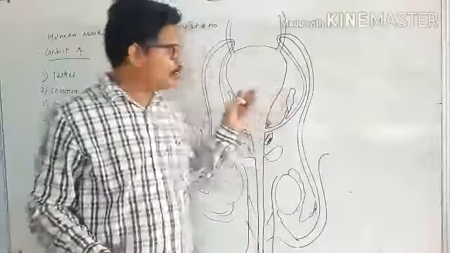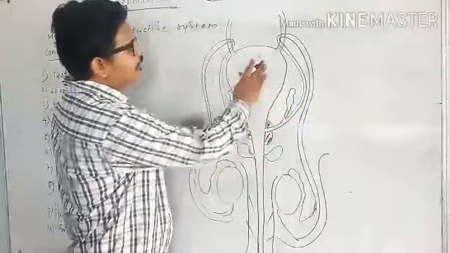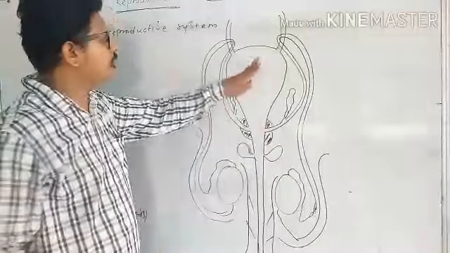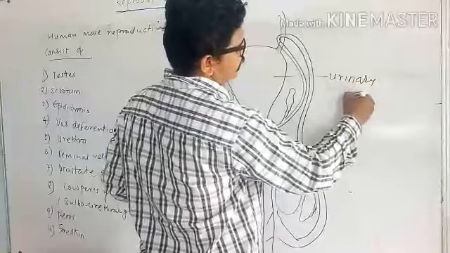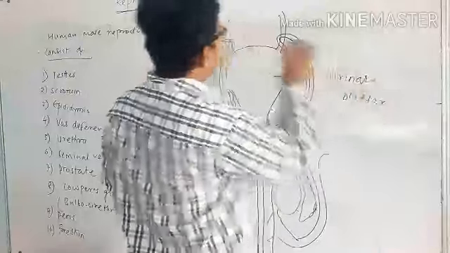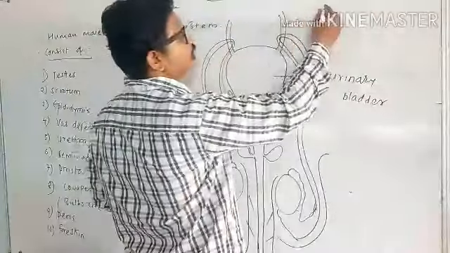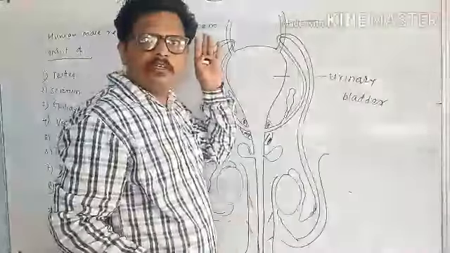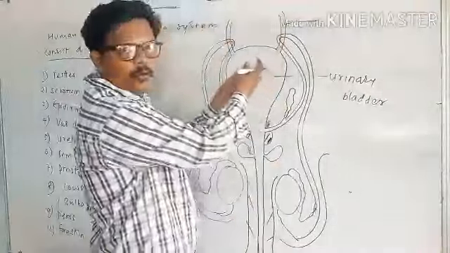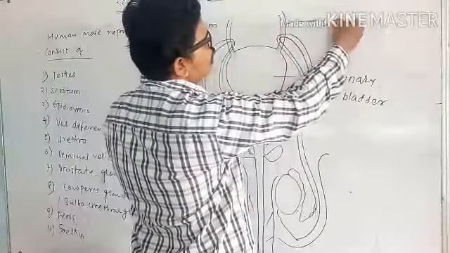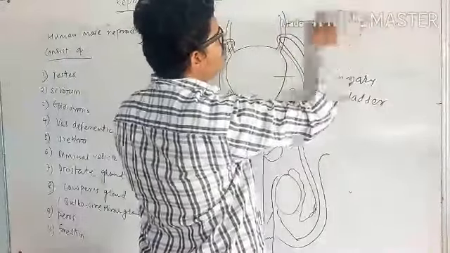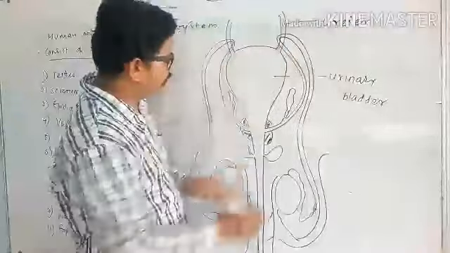So students, this is the male reproductive system. This large pear-shaped part is called the urinary bladder. These are two structures which come from both the kidneys, run downward, and open into the urinary bladder. This structure is called the ureter. These are a pair of ureters opening into the urinary bladder.